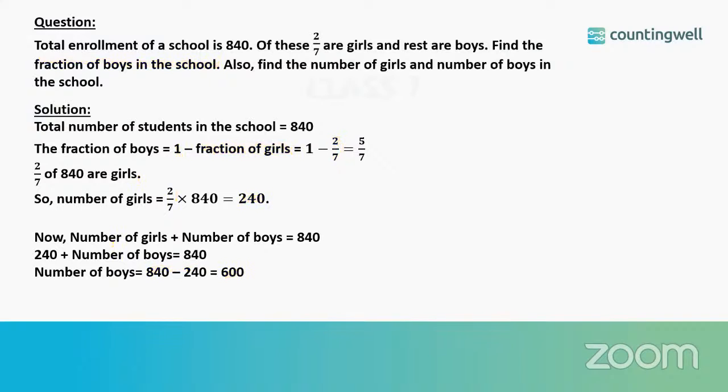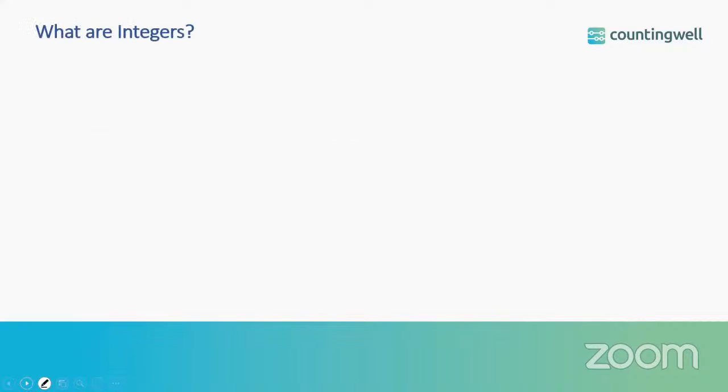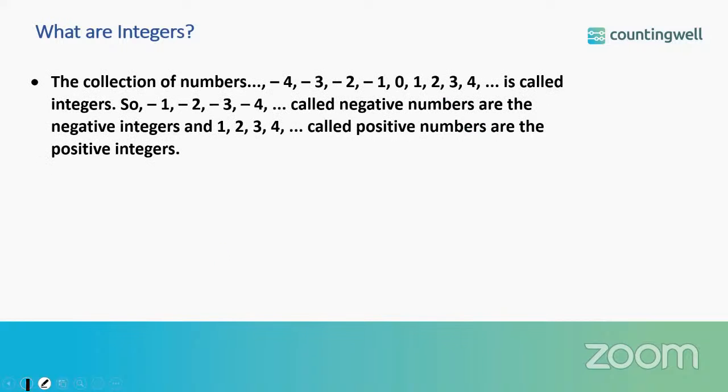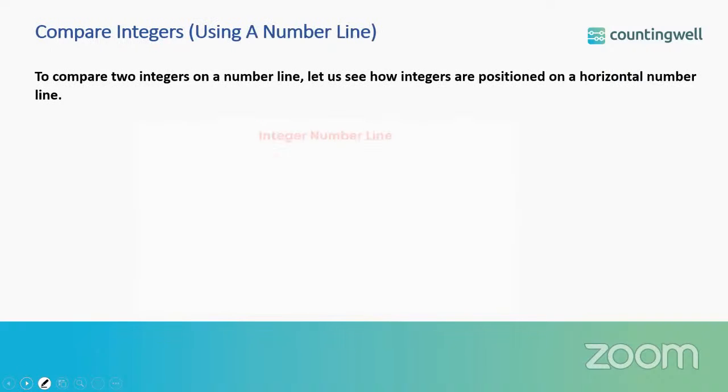Let us move towards our chapter, number system. What are integers? So integers are nothing but collection of positive numbers, negative numbers, along with the number 0. When do we use integers? Integers are used in many situations when we need to represent two opposite or contradicting situations.